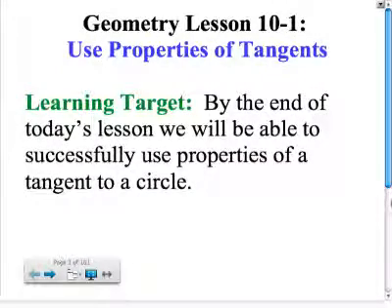In chapter 10, we're going to turn our attention to circles. So we've discussed triangles, we've discussed other types of polygons, and now today we're going to start our discussions on circles. Okay, and so the first lesson we're going to talk about tangents of a circle and properties of tangents.